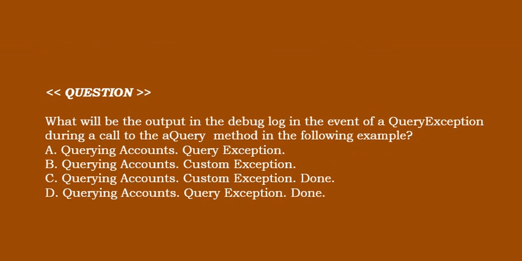Next question is what will be the output in the debug log in the event of a query exception during a call to a query method in the following example? Option A. Querying accounts query exception. Option B. Querying accounts custom exception. Option C. Querying accounts custom exception done. Option D. Querying accounts query exception done.